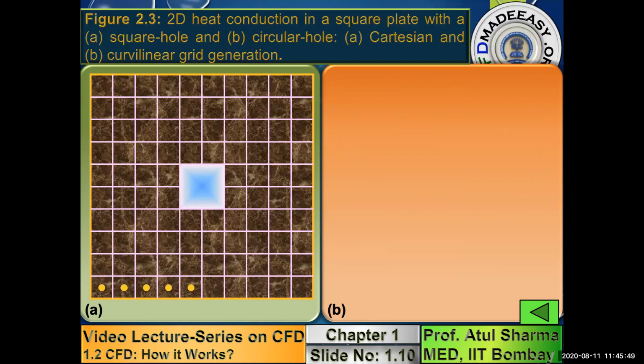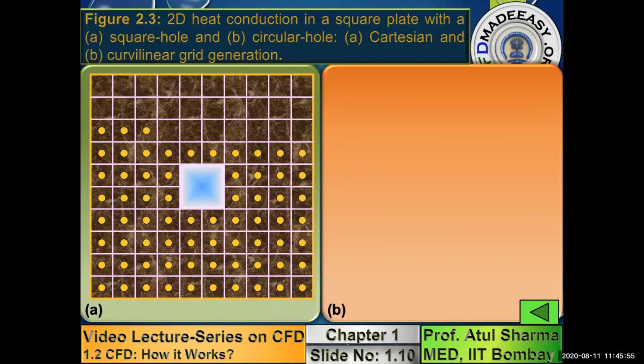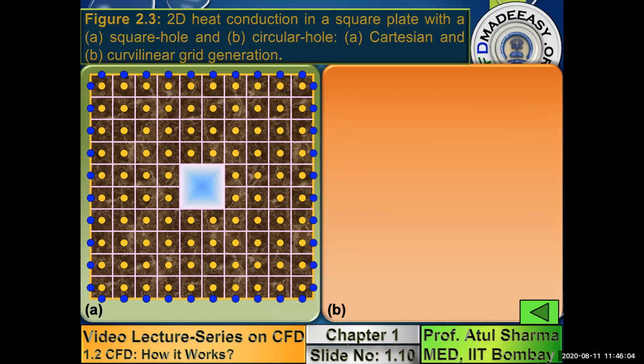Now in this case, these are the grid points which are located inside the domain, represented here by yellow circles. And these are the grid points which are located on the left boundary, bottom boundary, right boundary, and top boundary. Note that here you also have an interior boundary. So these are the grid points corresponding to the boundary of the hole.